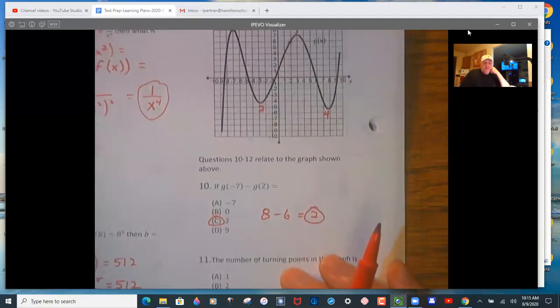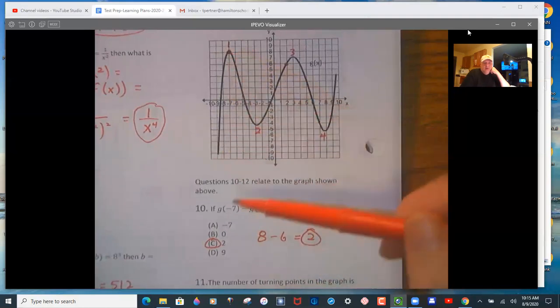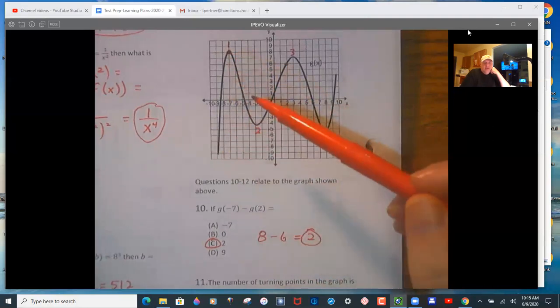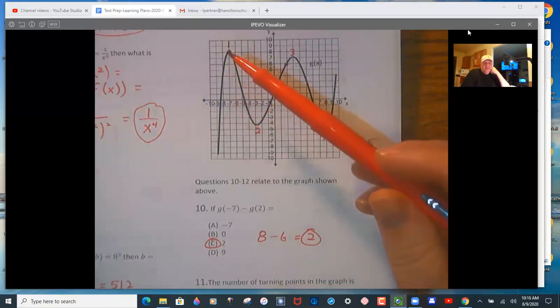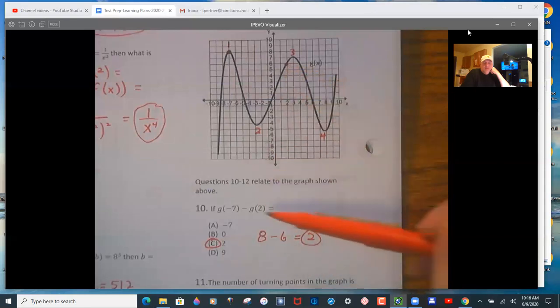So g of negative 7 minus g of 2. So x is negative 7, I'm sorry, x is negative 7, we get 8 for y. When x is 2, we get 6. So you do 8 minus 6. So these are asking for what the y values are when x is negative 7 and x is 2.